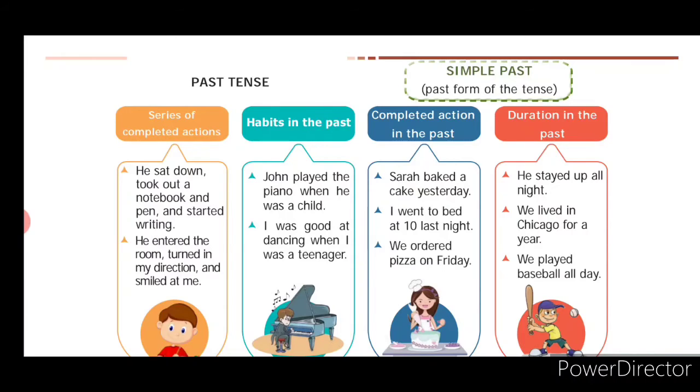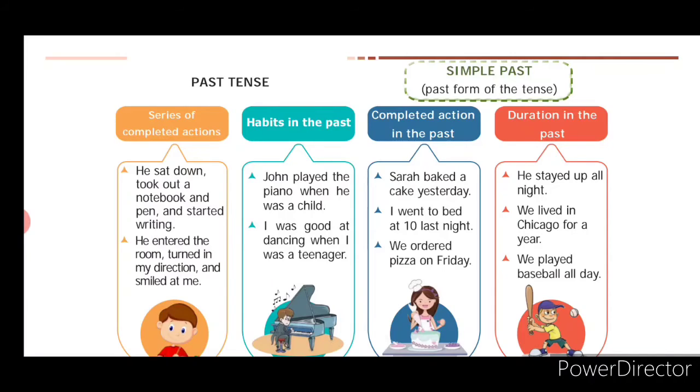Now let us see the uses of simple past tense. This tense form is used for the past action, that is, an action that happened in the past. So see here, when we express a series of completed actions, habits in the past, a completed action in the past, and duration in the past. These are all the same, children.